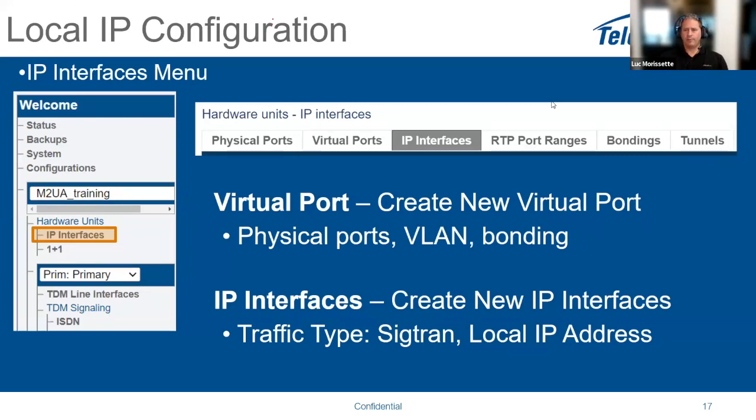So if I get to the local IP configuration here, on the IP interface, this is where you will configure your own IP interface. You have here virtual ports, which will say which physical virtual port you want to use to send the traffic, if you want to use a VLAN on those physical ports, and if you want to bond those ports together. And then you have your IP interfaces, which are mostly the IP address that you will create on the system. And you will need to specify at least one interface that supports SIGTRAN type of traffic.